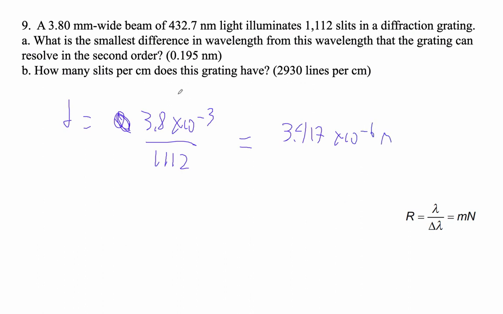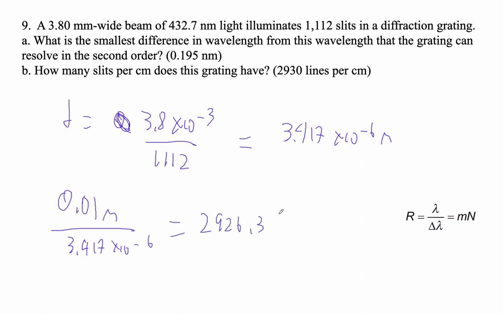So then the question is, how many slits per centimeter? That's going to be 0.01 meters divided by 3.417 times 10 to the minus 6. So how many of those fit into 0.01? I'm going to go 0.01 divided by the answer I just got. And you know what I got? I got 2926.3 lines in 1 centimeter, which is what they're asking.